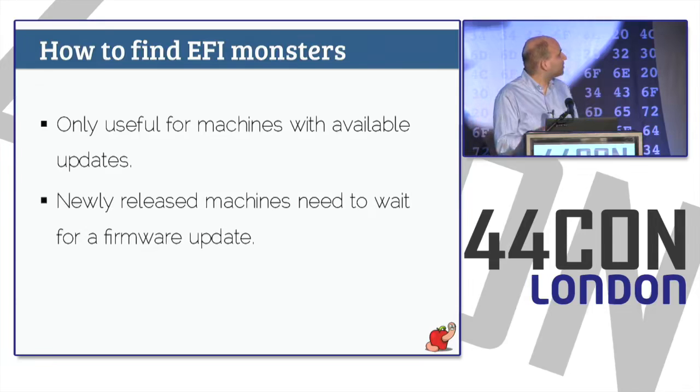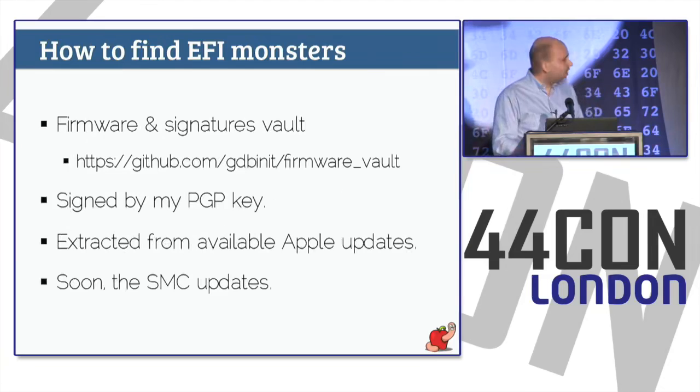Another problem is that the comparing against updates is only useful when there's an update. For example, when they release a new machine, usually there is no update, so you need to wait for an update to compare against. I built a vault with firmwares. I extracted everything. I signed with my PGP key. So if you trust me, you have there a vault, at least something that is signed.